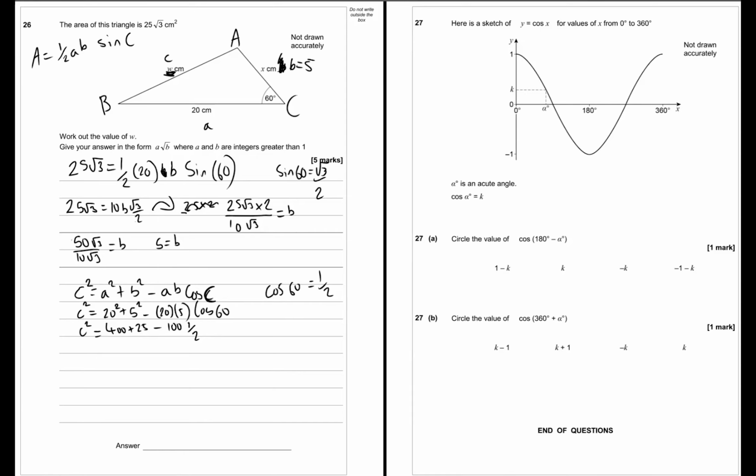Okay, let's recheck this formula because I've made a mistake. So c squared equals a squared plus b squared minus 2ab cos C. So we've missed out 2 here. So it's not 100 times 1/2, is it? It's going to be 200 times 1/2. Okay, good, we found the mistake. So c squared equals 425 minus 100 equals 325. So that means c is equal to the square root of 325. We can split this root into 2 roots, can't we? So we can do 25 and 13. So c is equal to 5 root 13, which is our answer.